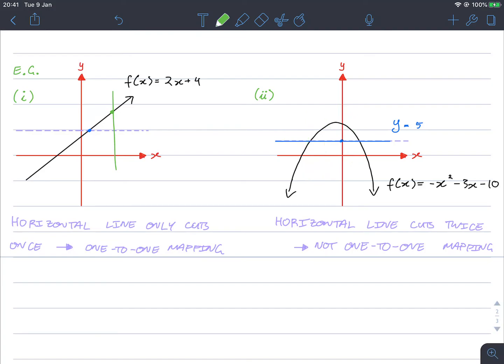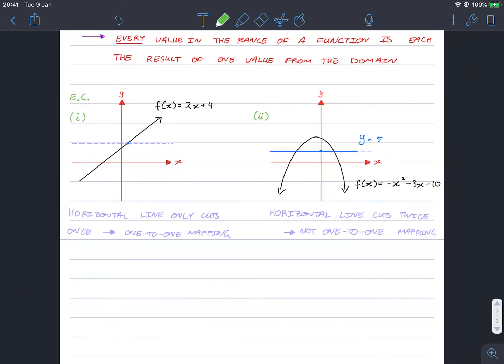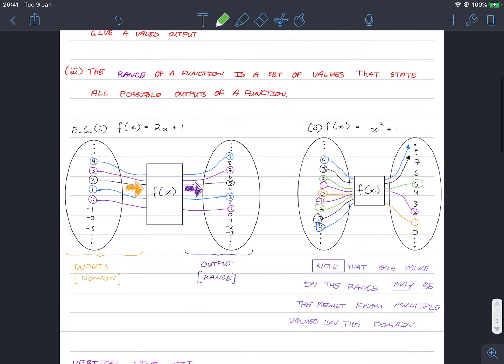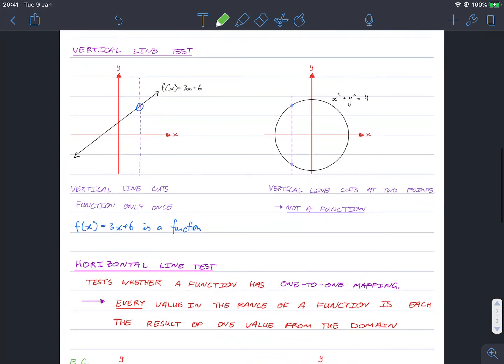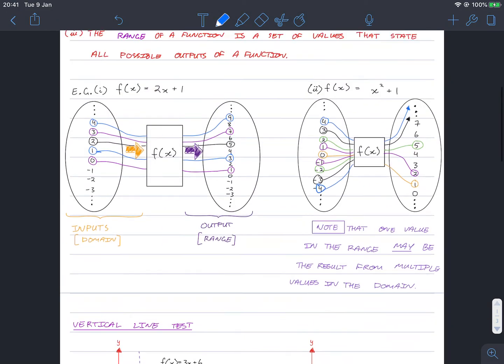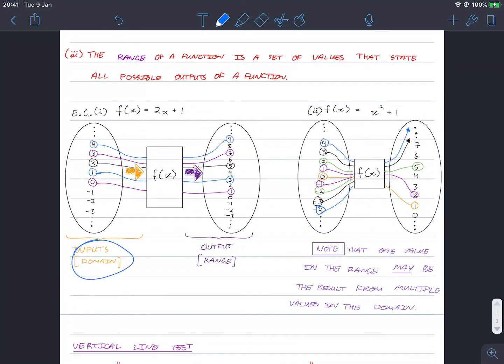Okay, so I hope you got an insight into what the domain and range is, as well as how to test for functions and whether or not functions have a one-to-one mapping. In summary, inputs are the domain, output is the range.